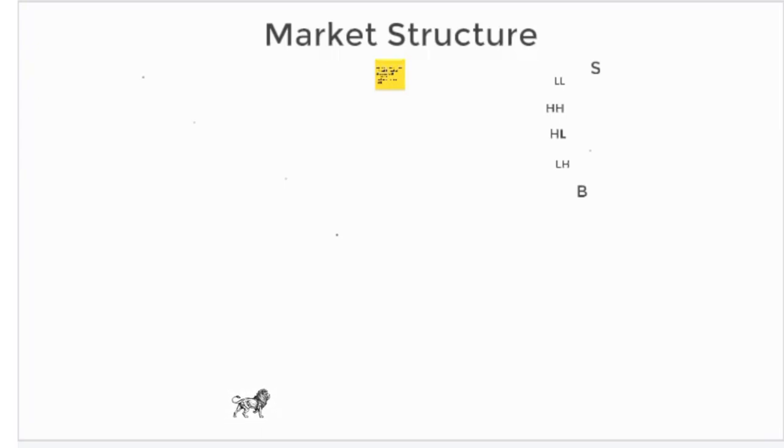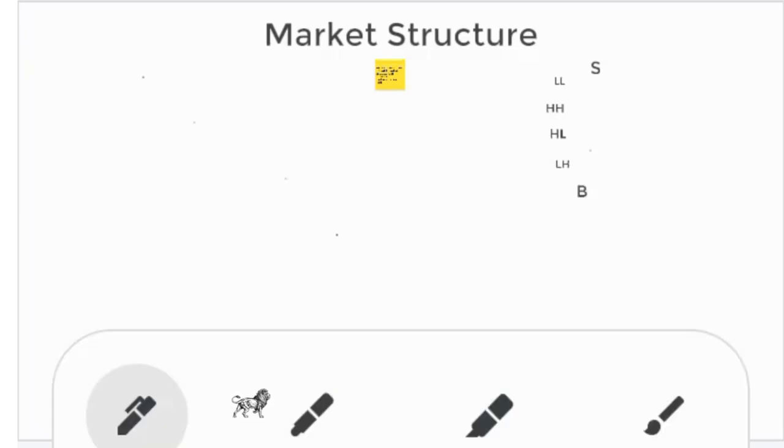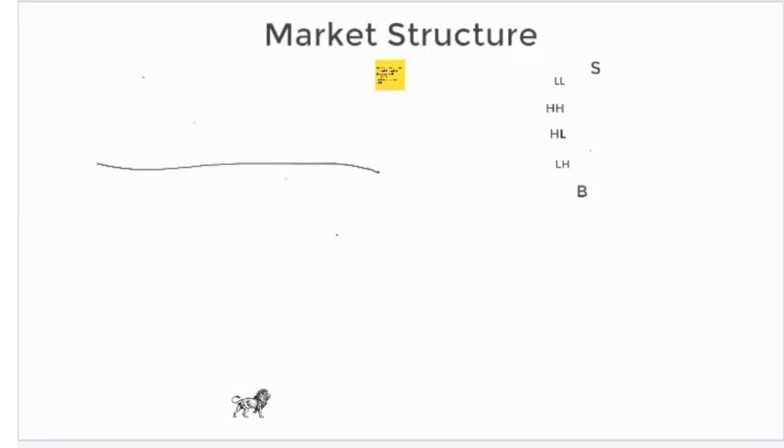All right. Now, market structure begins from support and resistance, which is the basis, which I believe you all know. Yes, it begins from support and resistance. So we assume this is our support, and this is our resistance. We all know that when price moves from support and gets to resistance, it tends to come down.